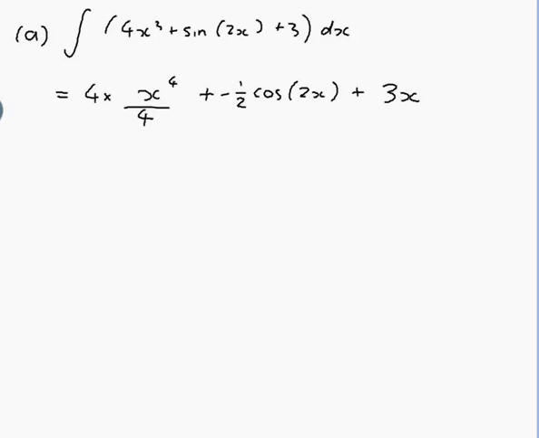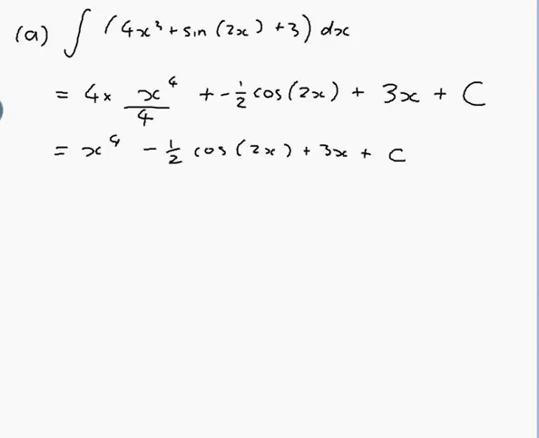And because any constant added on, if I differentiated, that constant would disappear and give me this original answer of 4x cubed plus sine 2x plus 3, I need to put one over here. So I put the c there to indicate that any value of c would work just as well. So let me just simplify it. x to the 4 minus a half of cos 2x plus 3x plus c.